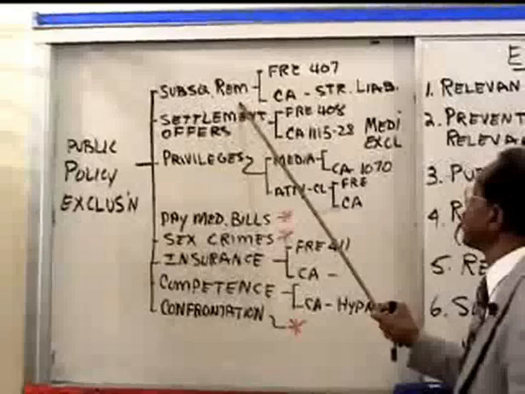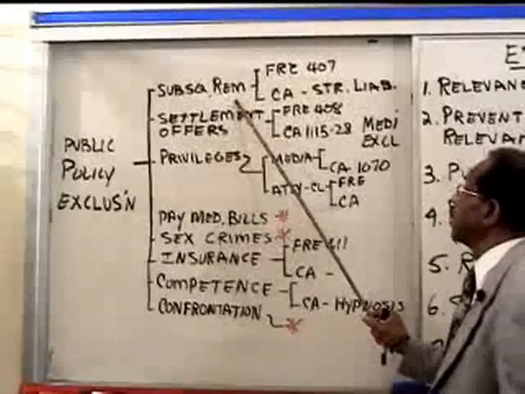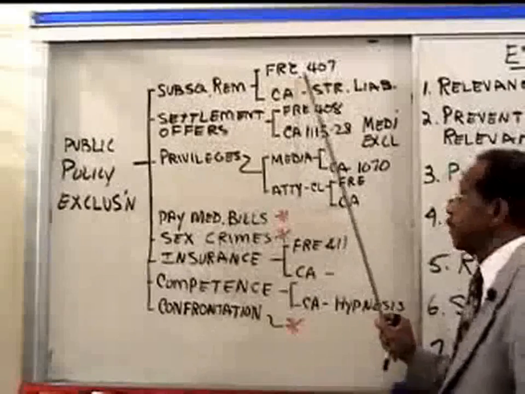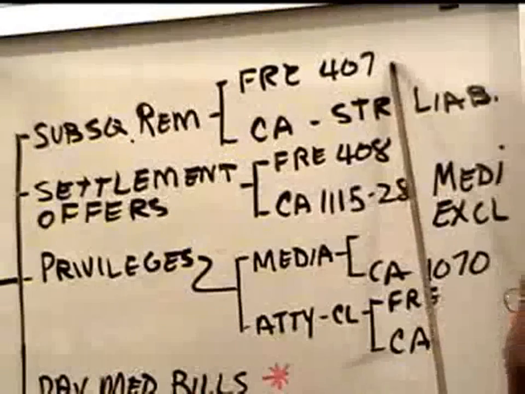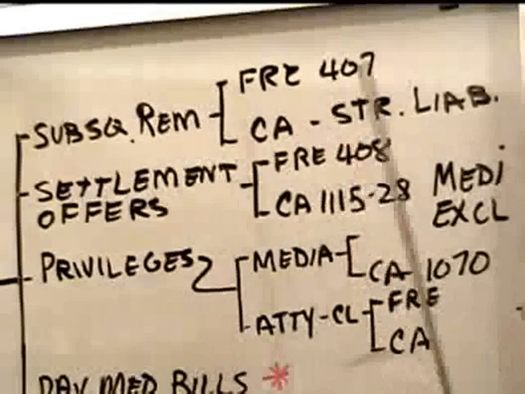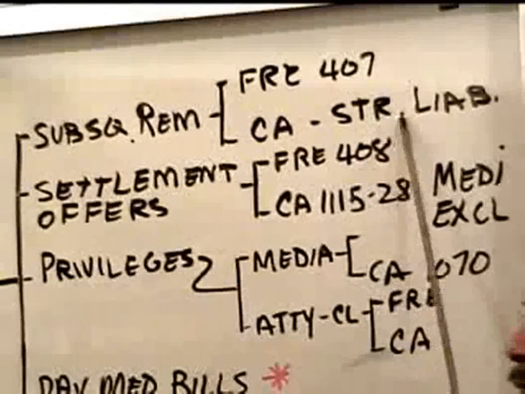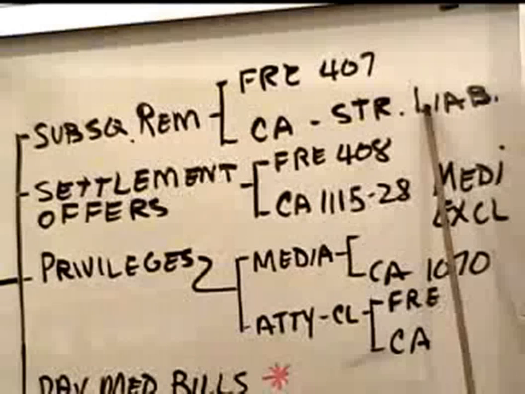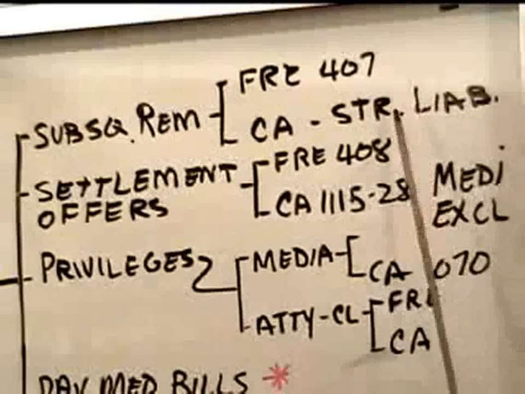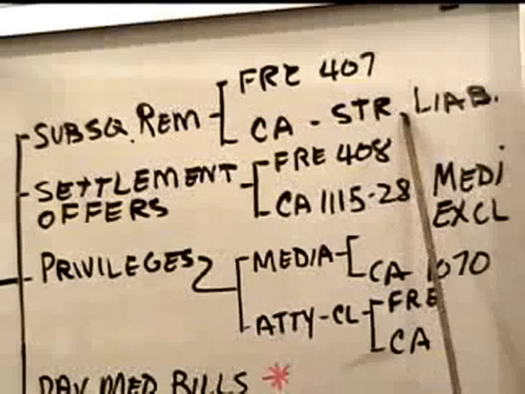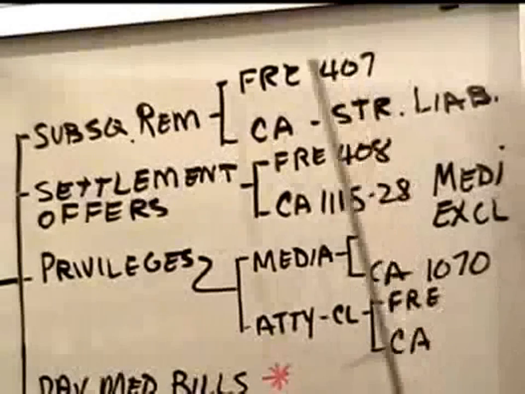Here, we begin with subsequent remedial measures. Subsequent remedial measures are covered in FRE 407. As you know, they are not admissible to show negligence. However, California has a variation on that, saying if what you're trying to prove is strict liability as opposed to negligence, subsequent remedial measures are admissible to show that the product was defective in strict liability cases. So that's an important difference.